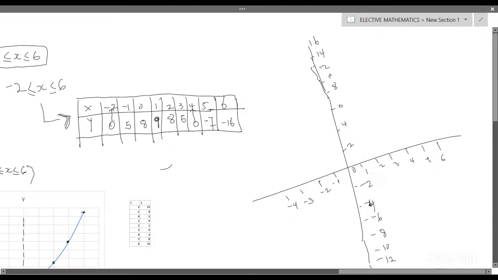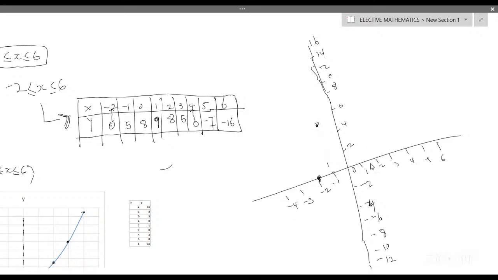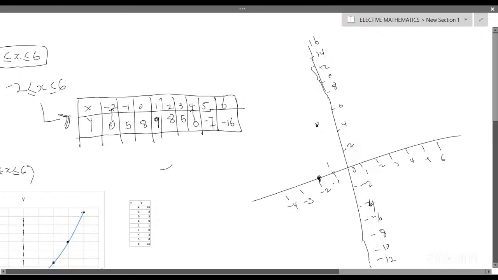When x was -2, what was y? Y was 0, so the first point is here. When x was -1, y was 5. 5 will be somewhere here. When x was 0, what was y? Y was 8. So you have it here.